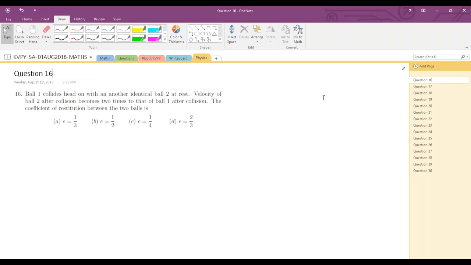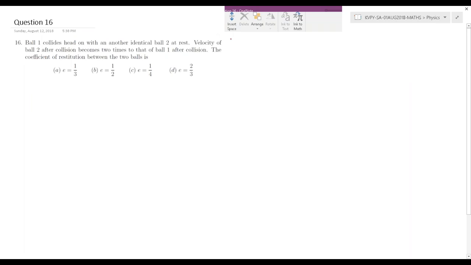Okay, so how we can compute it is that let u be the initial speed of ball 1. So here I'm going to write, let u be the initial speed of ball 1.